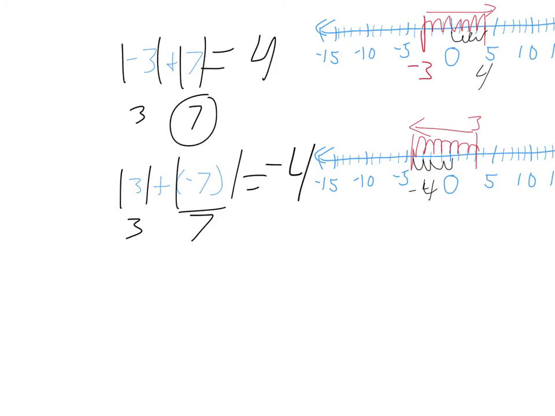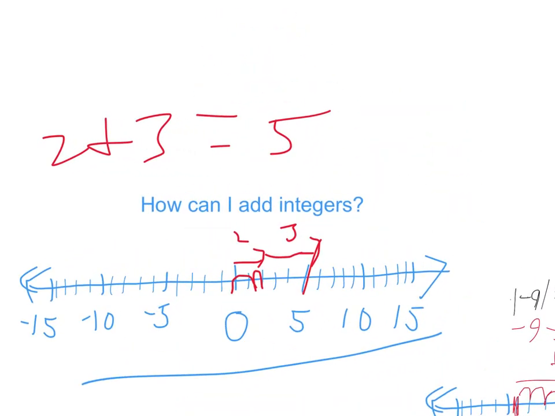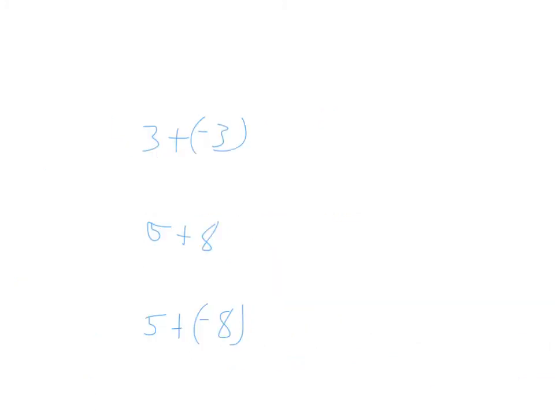Alright, so this is how to, back to our question, how can I add integers? I just showed you how to add integers using the number line. Alright, now I want to still answer that same question, how can I add integers? But I want to show you using the counter strategy. In this case, I'm going to draw the counters. I'm going to use red to show negative numbers and black to show positive numbers.